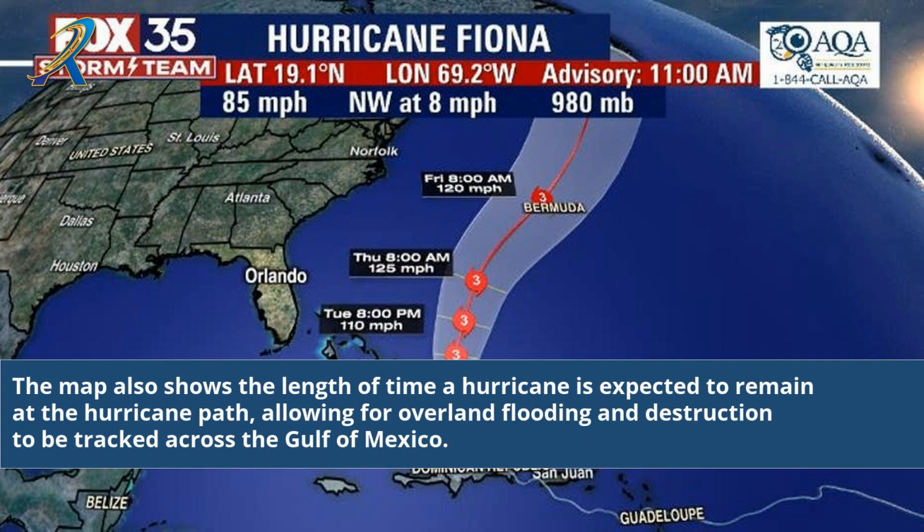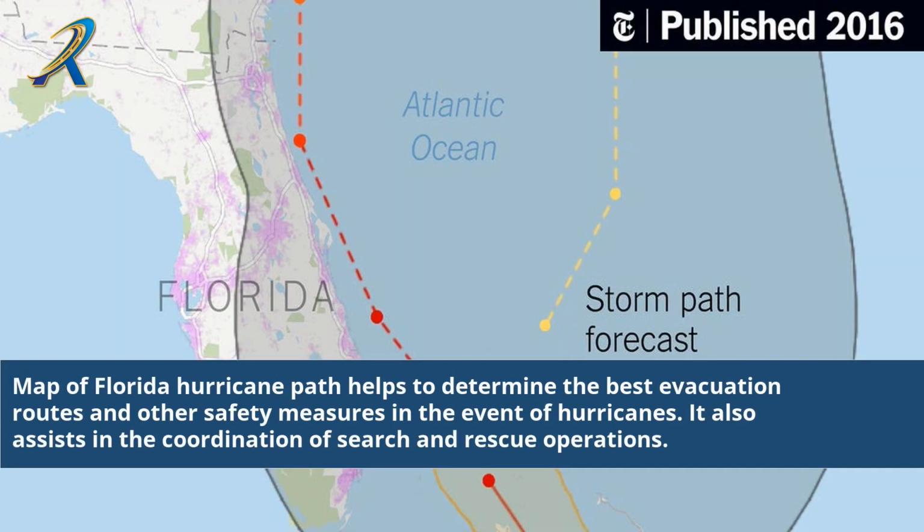The map also shows the length of time a hurricane is expected to remain at the hurricane path, allowing for overland flooding and destruction to be tracked across the Gulf of Mexico. Map of Florida hurricane path helps to determine the best evacuation routes and other safety measures in the event of hurricanes. It also assists in the coordination of search and rescue operations.